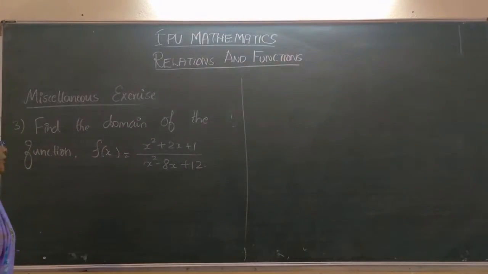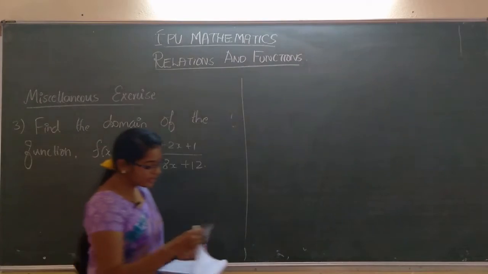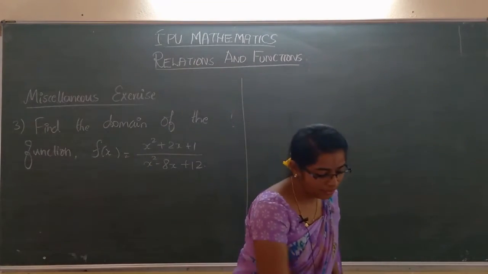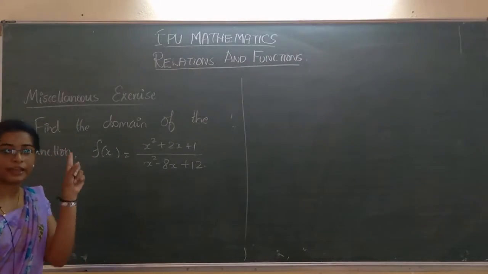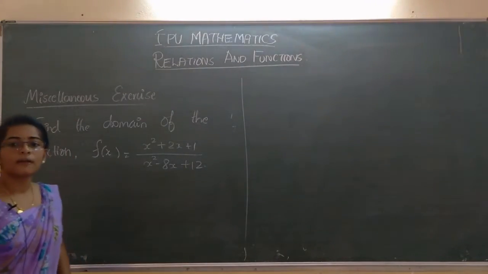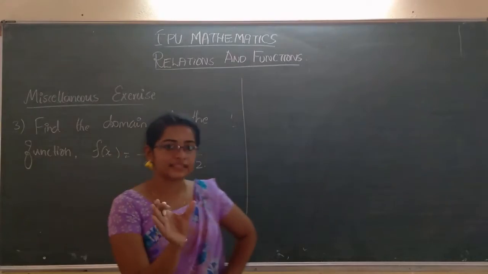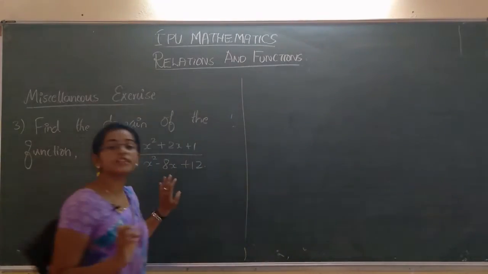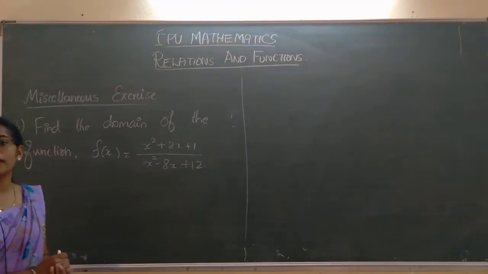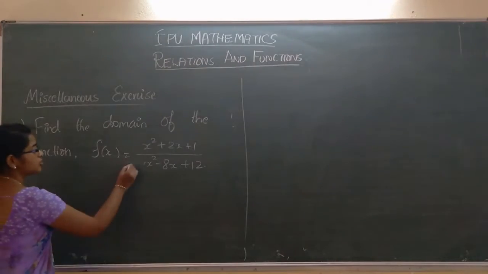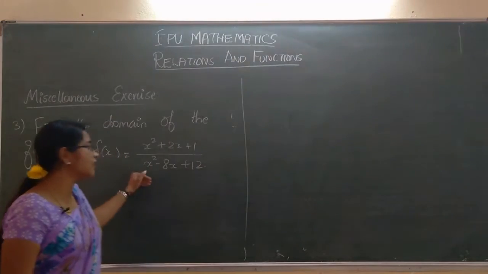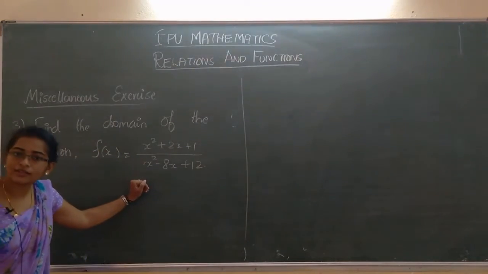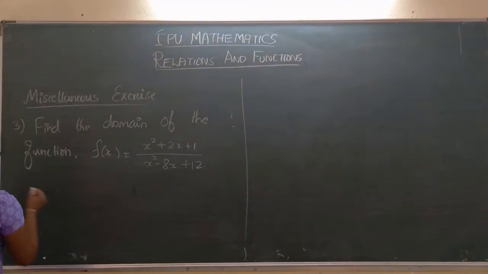You need to calculate the domain of the function. What is the domain? It is the set of all first elements in a relation, an ordered pair relation, right? Here, it is the set of all values of x for which the function is well defined. That is known as the domain, okay? The function should be well defined. Those x for which the function is well defined are known as the set of domain.